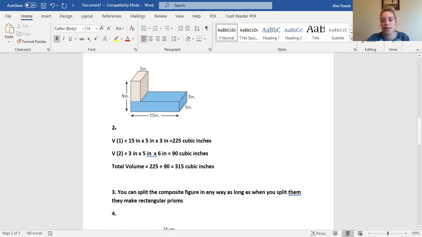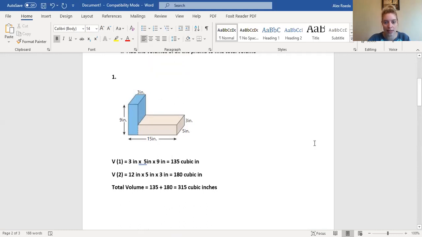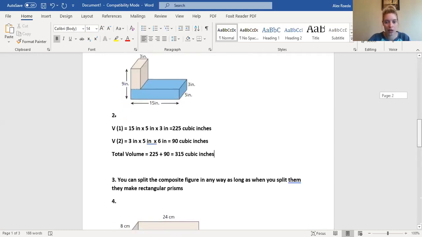Okay, so what you guys might have noticed is we got the same volume. We got the 315 cubic inches for 1 and 315 cubic inches for 2 as well. Okay, and that shows me that we did this correctly. It's the same composite figure, I just split it differently, but I can do that. I can split it wherever I see those rectangular prisms.